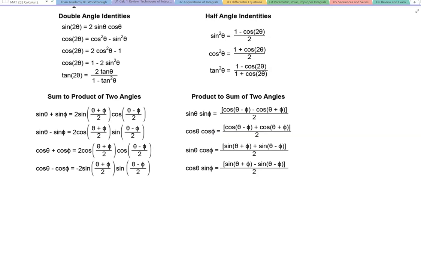Now, the example that I'm going after is this one right here. If I isolate cosine squared, that would look like cosine 2 theta plus 1 divided by 2. So I could add 1 to both sides and divide by 2 and get cosine squared by itself. So I'm going to go with that expression here inside the integration.